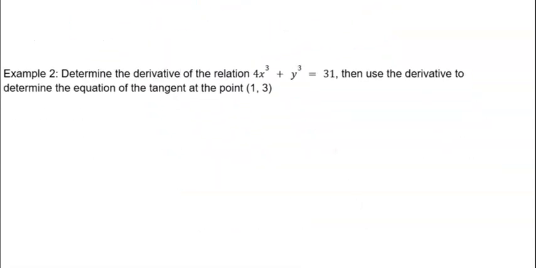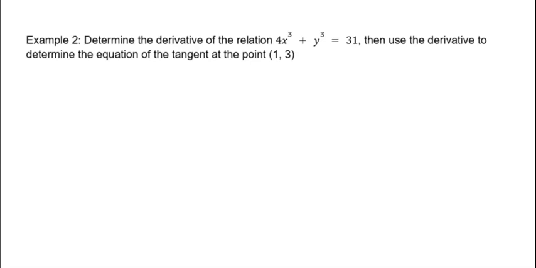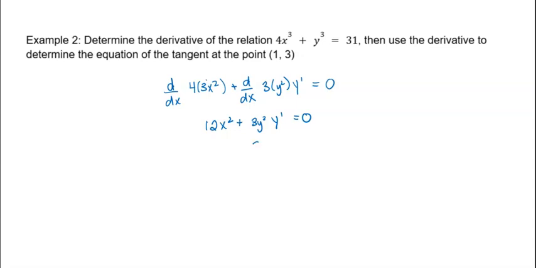Let's try another example. Okay, so we're going to take the derivative of this in relation to x. So the derivative of the first part in relation to x is 4 times 3x squared. The derivative of the second part is going to be 3y squared, and then the derivative of y, which is unknown at this point. And now we're going to rearrange. Actually, let's just simplify it first. 12x squared plus 3y squared times the derivative of y equals 0.